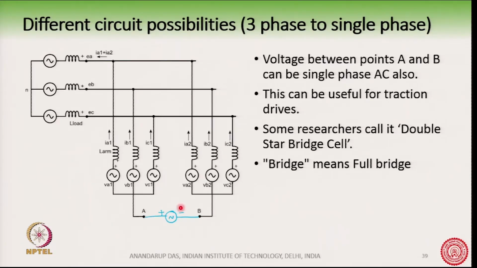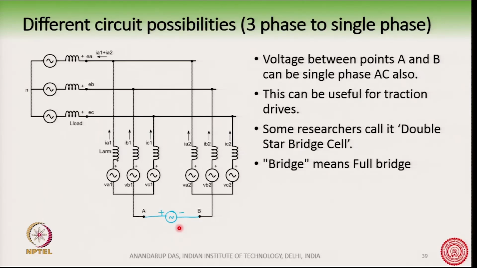Note that this single phase AC can be at a different frequency compared to the 3 phase AC frequency. So, this side can be 60 hertz, this side can be 50 hertz. But here what we are seeing is a direct conversion of a single phase AC to a 3 phase AC with bidirectional power flow. Power can flow seamlessly from this side to this side or this side to this side, because it is an inherent feature of the converter.